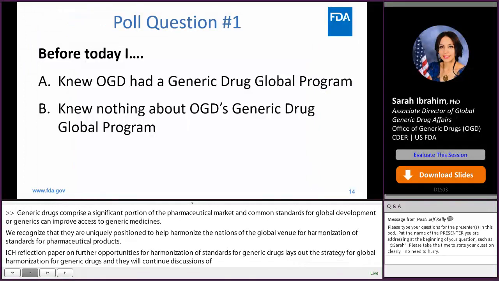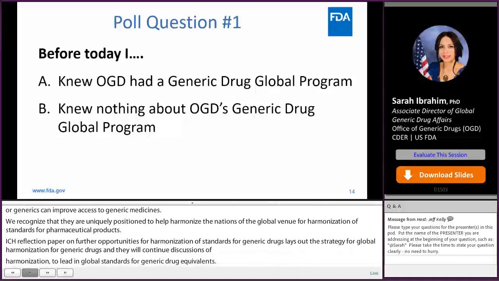So, just a poll question. Before today, I knew OGD had a generic drug global program, or had absolutely no idea OGD's generic drug global program exists.